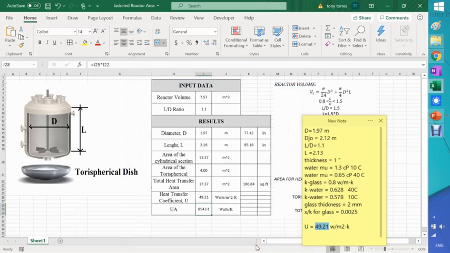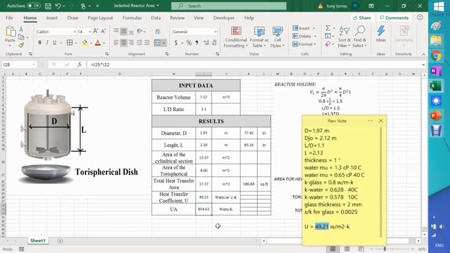Center, that will do. So I would say that UA is on the low side, but that's the way it is. It ends up being about 854 watts per Kelvin, about 0.8, 0.9 kilowatts per Kelvin. I really like to see that number higher than 1, but that's okay. That's what we got.